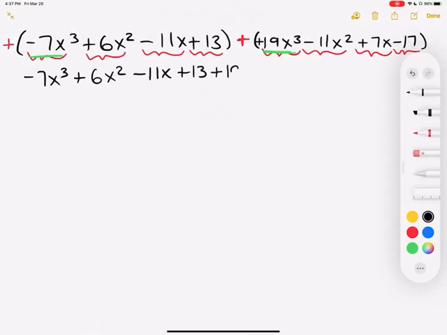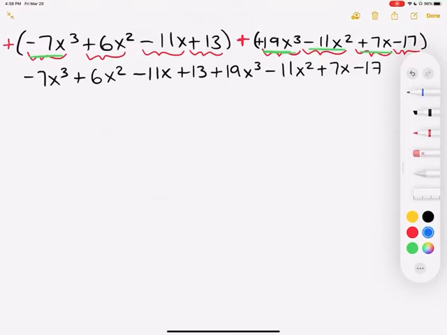That's positive 19x cubed. The next term is going to be negative 11x squared, so that has to retain its sign as well. We're just getting rid of the parentheses. The third term, that's positive 7x, so it has to retain its sign. And the last term, that's negative 17. So we get rid of the parentheses. It looks really, really simple, but sometimes it's complicated when you have a subtraction or when you have a negative sign in front of the parentheses. Okay, so this is the first step.